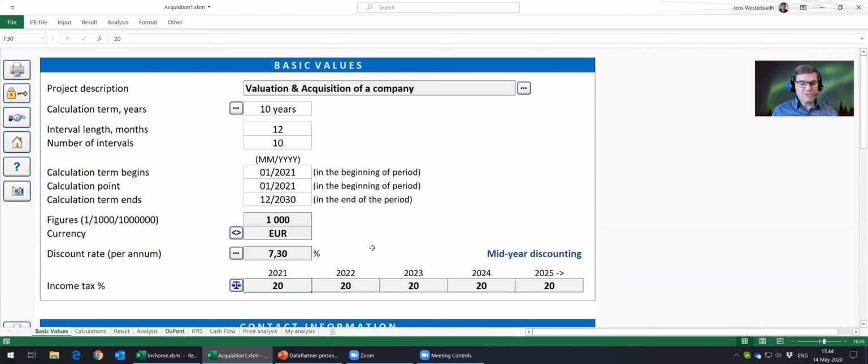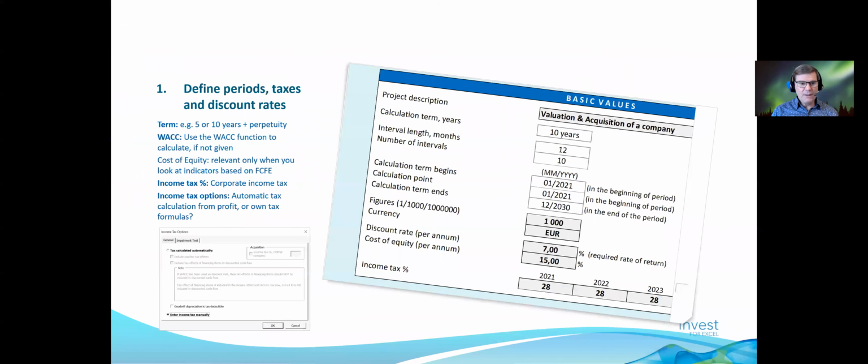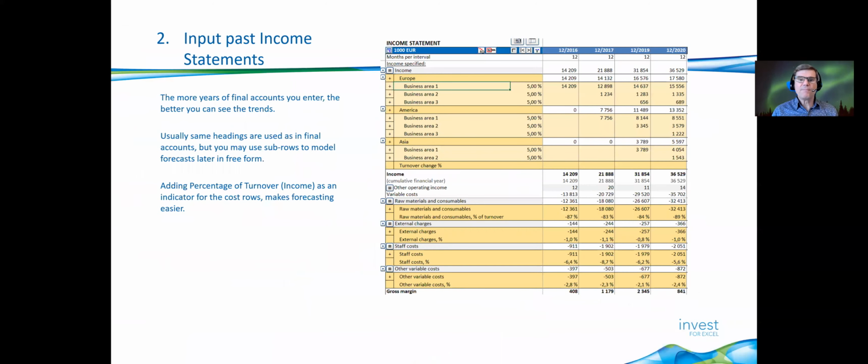Okay, that was the basic values. Let's go back to the PowerPoint, and next page is then inputting of past income statements. So now we will take a look at the income statement, and we have four years for historical numbers, and of course the more years you have, the more you can see a longer trend for the business. It's up to 6 possible in Invest for Excel.